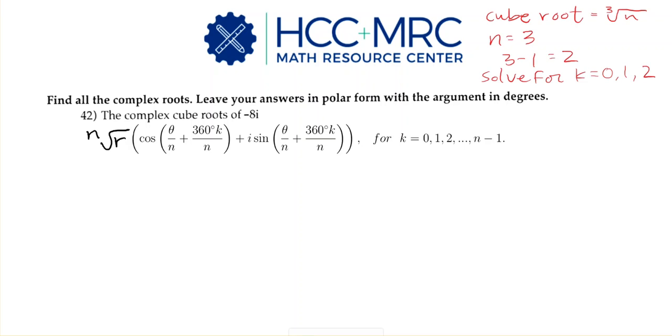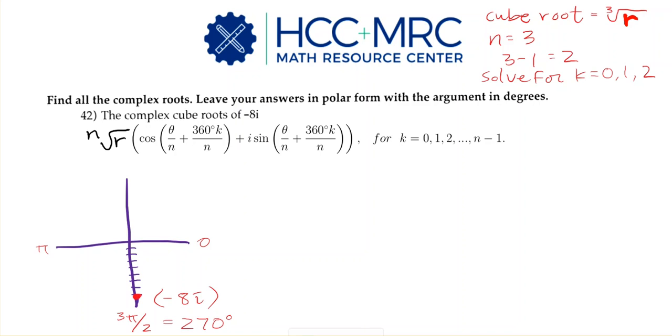Because we're evaluating the cube root of negative 8i, we know that there's going to be a 3 in the place of the n value with the r underneath the root. So we have n equals 3, and 3 minus 1 equals 2, which means we're going to be solving for k values 0, 1, and 2. So we'll be using this formula 3 different times.